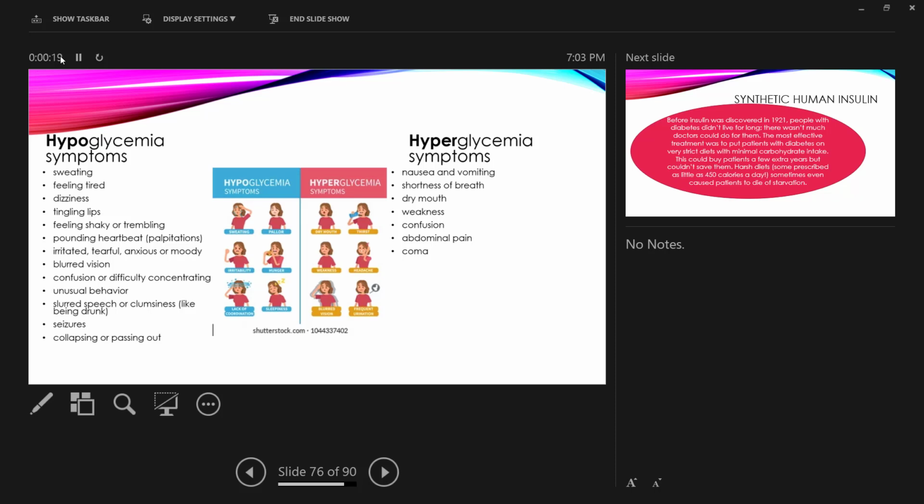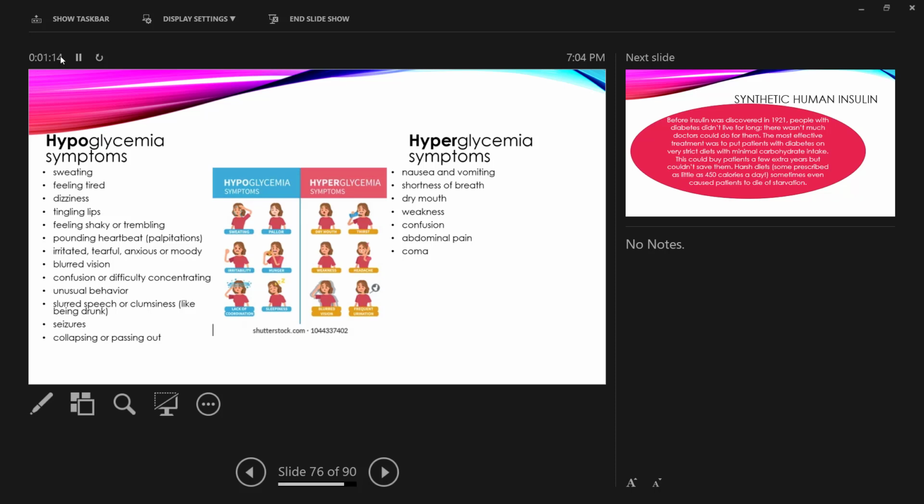If a patient, for example, does not inject enough insulin, whether it be because they skipped a dose or didn't use the correct amount, their blood glucose level can rise to a level that is too high, and this is called hyperglycemia. Hyperglycemia can cause symptoms like nausea and vomiting, shortness of breath, dry mouth, weakness, confusion, abdominal pain, but also coma.